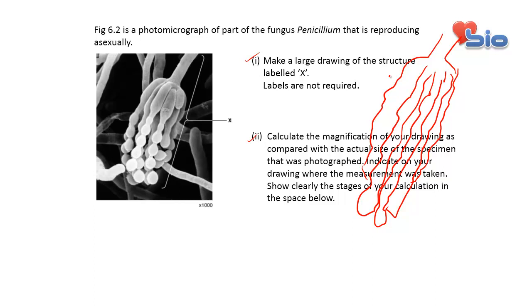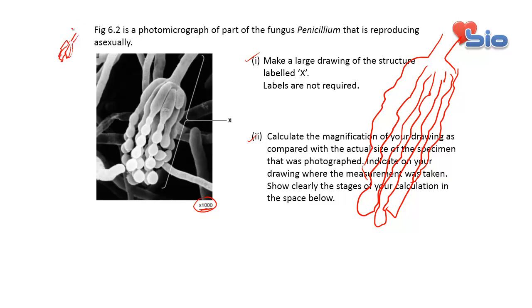You've got to make the large drawing. You've done that. You don't need to label it. That's fine. Now it says calculate the magnification of your drawing as compared with the actual size of the specimen that was photographed. I hope you got this point. They're not asking for this magnification. This magnification is showing you how much this photo has been magnified from the original fungus.